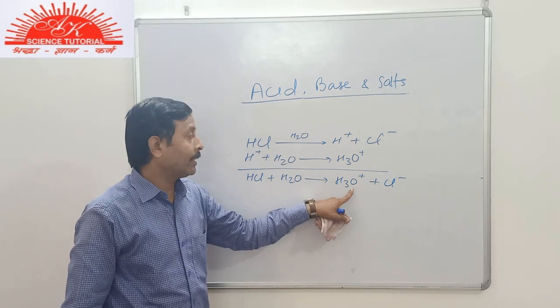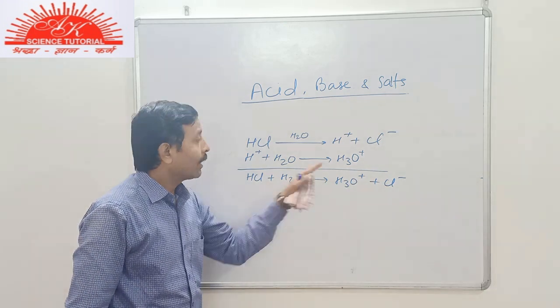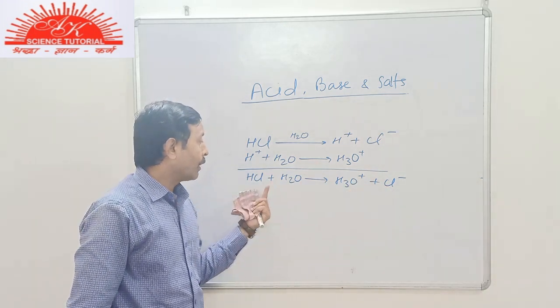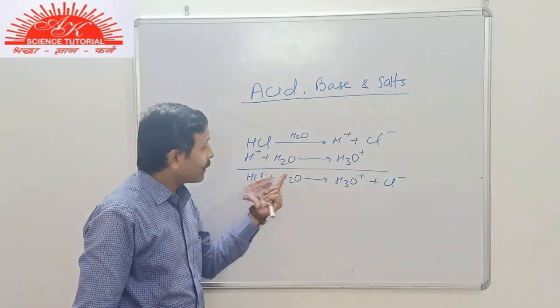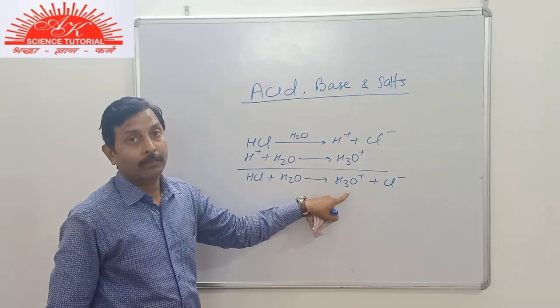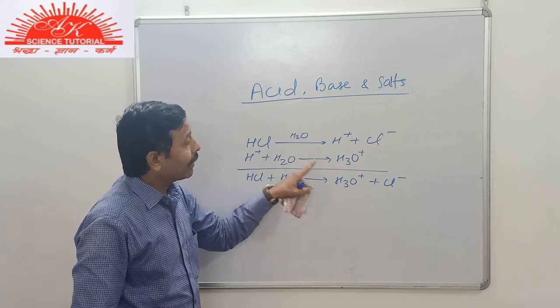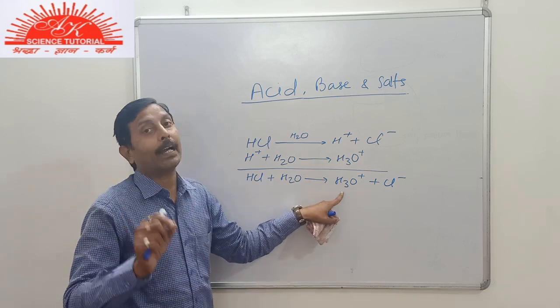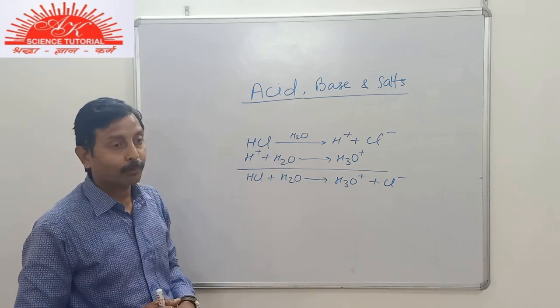Using different acids, the anion will vary. Like if you use nitric acid, there will be nitrate. If you use sulphuric acid, there will be sulphate. And for phosphoric acid, there will be phosphate ions. So the anion will vary, but the cation is common. Hence, an acid is a compound which always gives hydronium ion as the only cation in aqueous solution. This is the definition for acid.